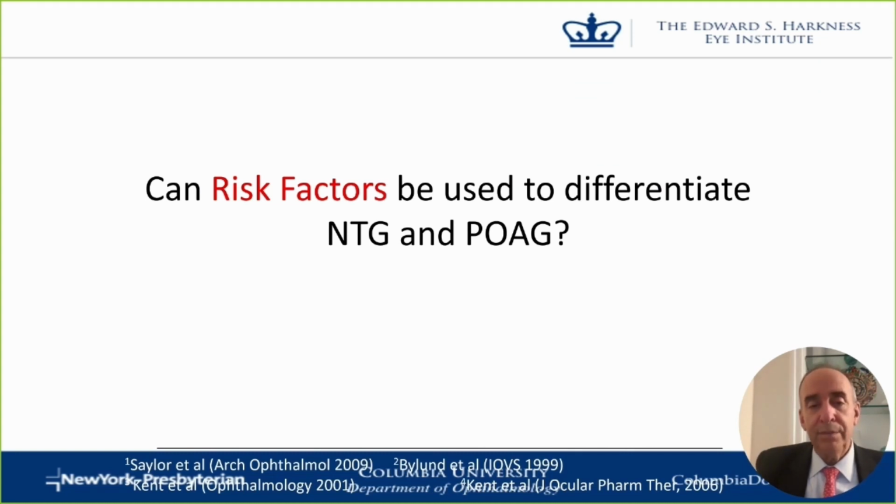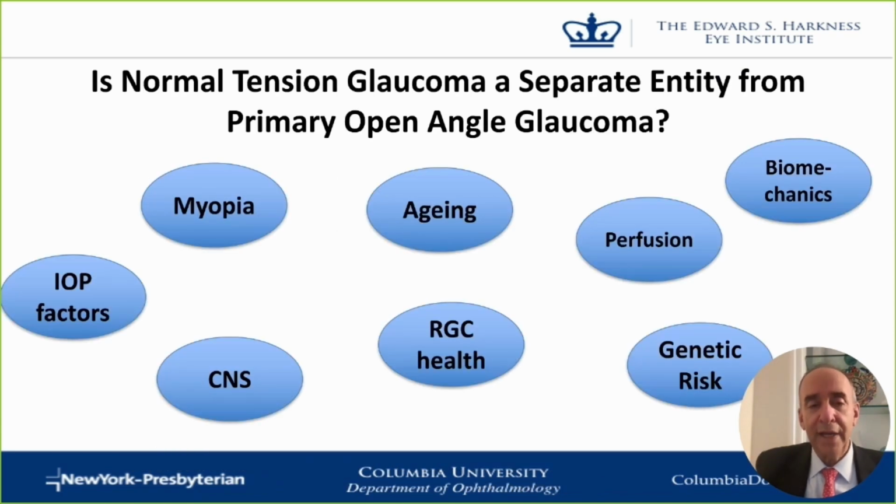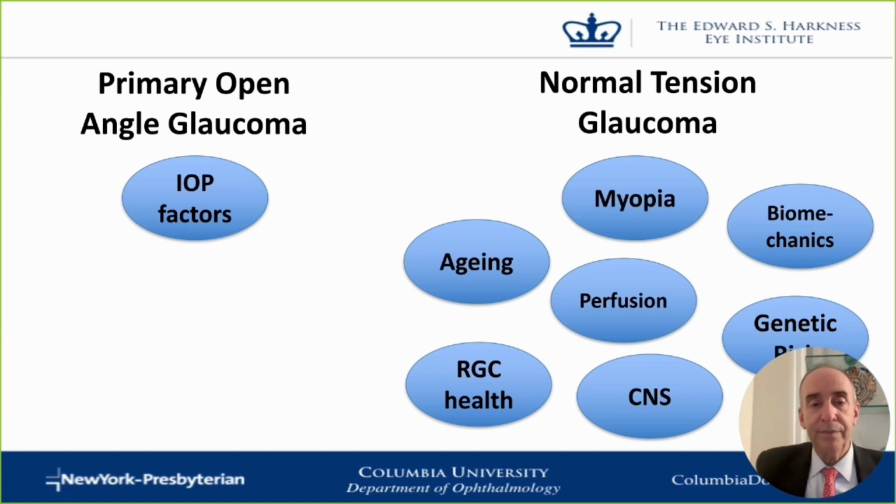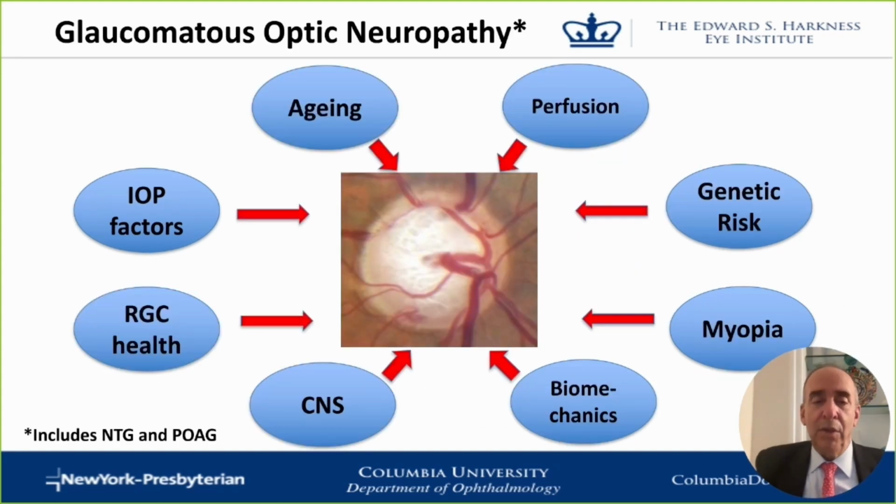Can risk factors be used to differentiate NTG and POAG? Well, there are a whole variety of risk factors for glaucoma. These include intraocular pressure, but other risk factors as well, such as aging, retinal ganglion cell health, tissue biomechanics, genetic risk, myopia, CSF pressure, and so on. One way to divide these disorders would be to say that intraocular pressure plays a role only in POAG and not in NTG, and all these other factors are NTG, normal tension glaucoma, risk factors. But we know this is not the case.